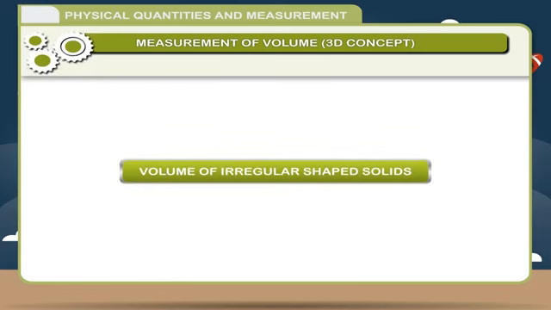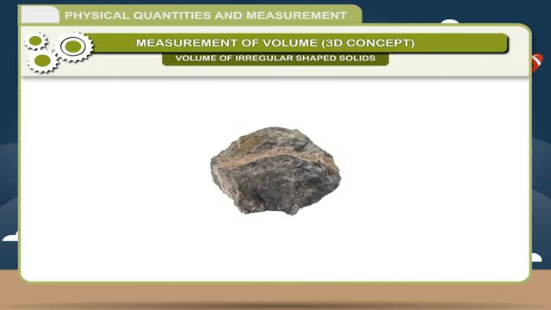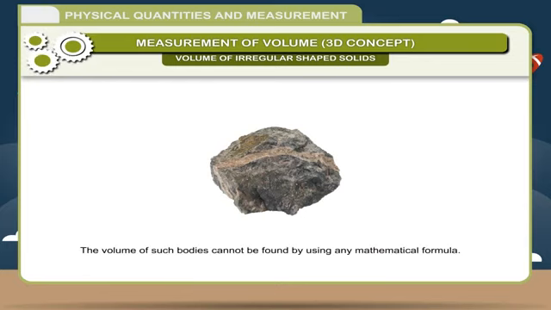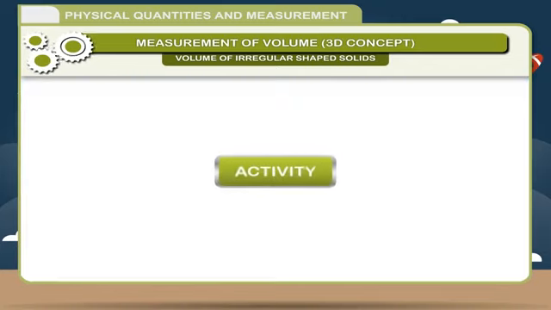Volume of irregular shaped solids. The bodies which have no regular shape are known as irregular shaped bodies. The volume of such bodies cannot be found by using any mathematical formula. For this, we use measuring cylinders. The method of volume measurement is known as displacement method, discovered by Archimedes.